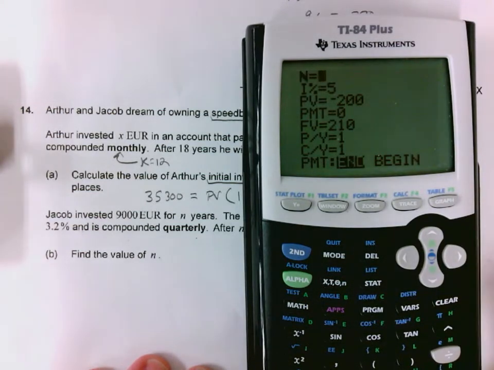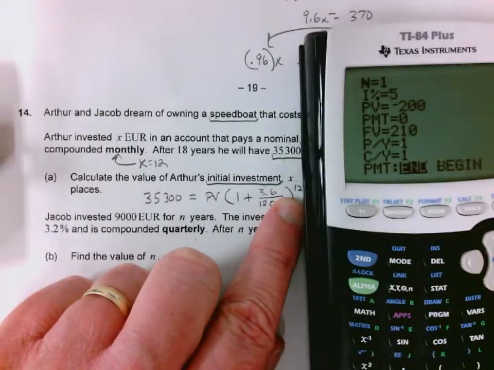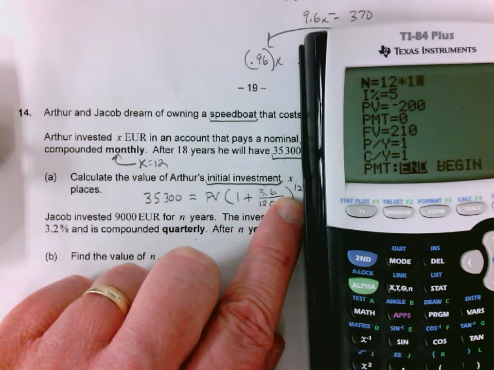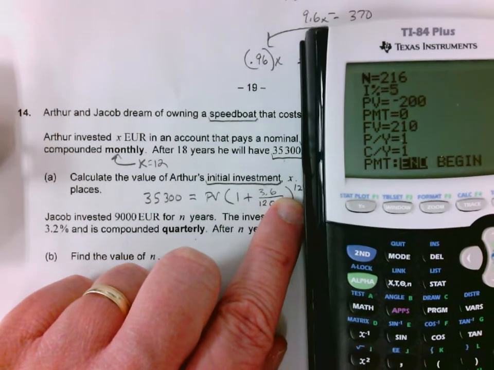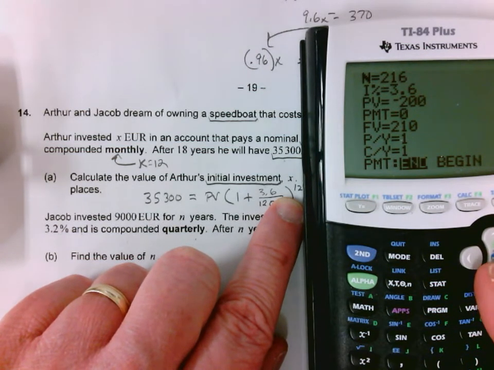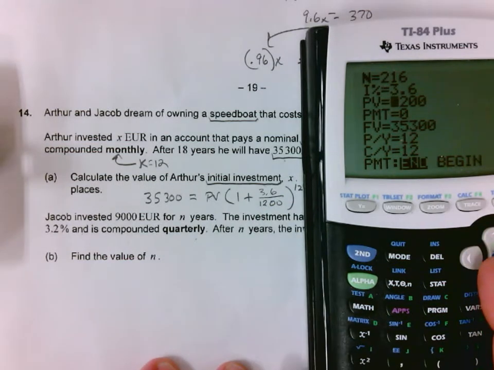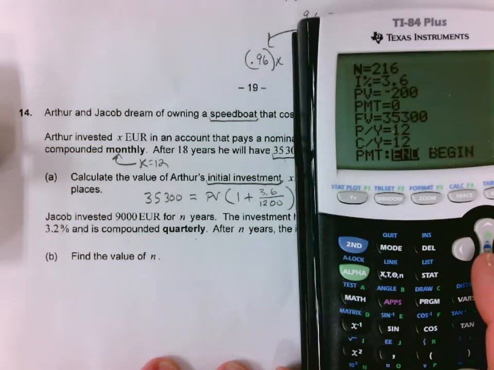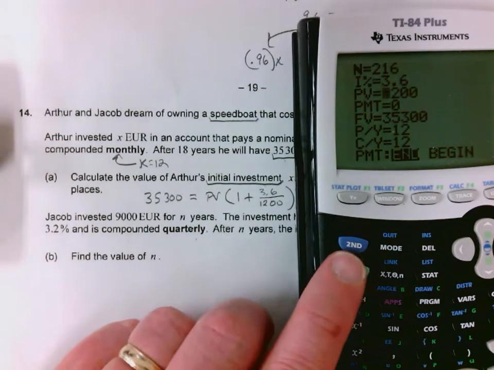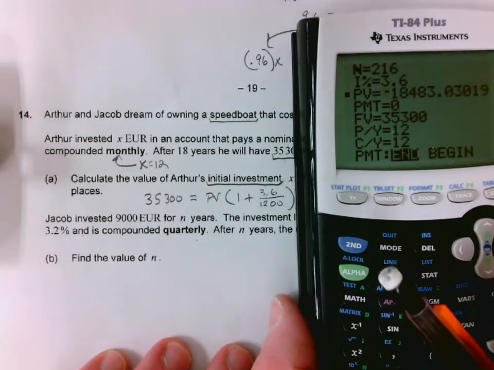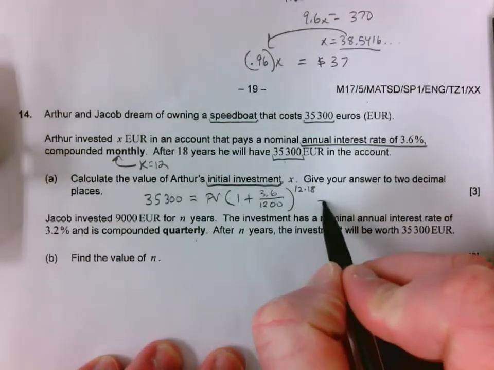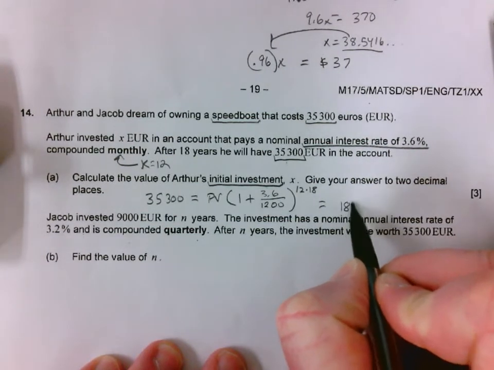So I know that it's 12 times 18 because it's 18 years, 12 compoundings a year. Interest rate 3.6, present value is what we're going to be finding, future value 35,300, compoundings per year 12 and 12, those are always the same. And so we're finding the present value. In other words, what do I need to start with? So that would be 18,483.03.